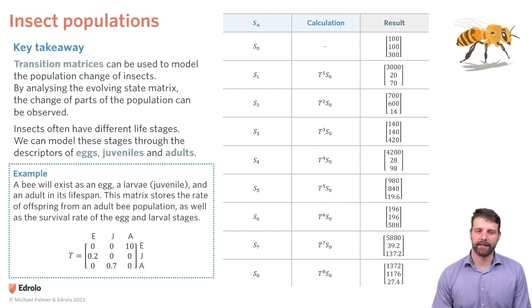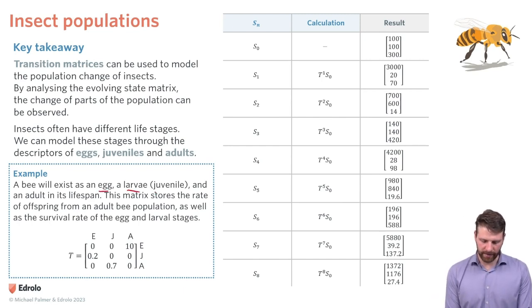Our key takeaway today is that transition matrices can be used to model the population change of insects. By analyzing the evolving state matrix, the change of parts of the population can be observed. So in a lot of cases with insects, there's going to be 3 main stages of their life: an egg, a juvenile, and an adult. The example I've used today is a bee, and the bee has an egg stage, a larva stage, which I'm going to call the juvenile stage, and an adult stage. So a bee will exist as an egg, a larva, and an adult in its lifespan.